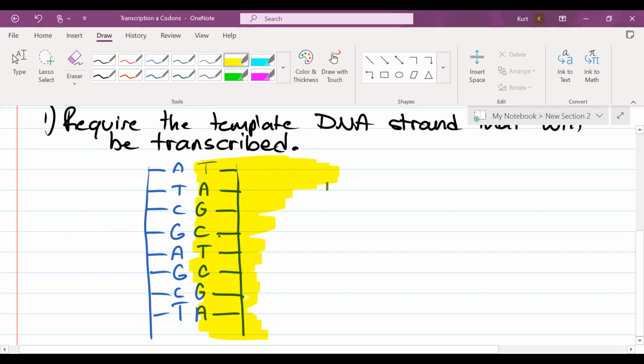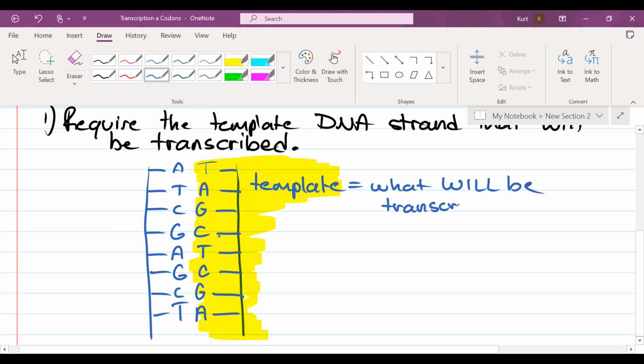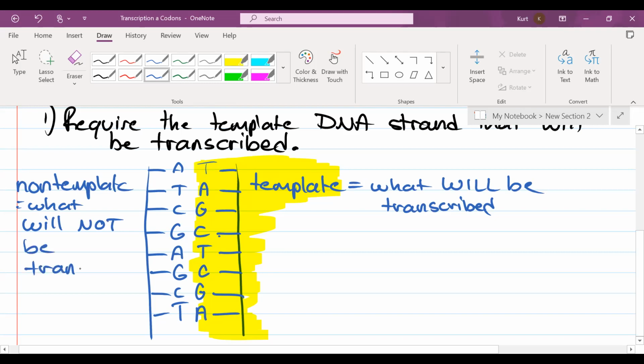This half is going to serve as the template strand. In biology, the template is what will be transcribed, which means this poor fellow over here is the non-template strand, and this is what will not be transcribed. So when it comes to transcription, everybody, you can essentially ignore the non-template strand. It has no purpose. You don't need it. You don't want it. Who cares? You only are going to transcribe one half.